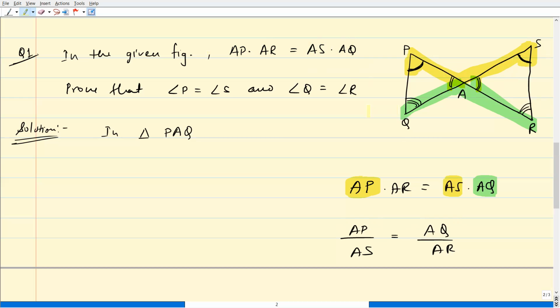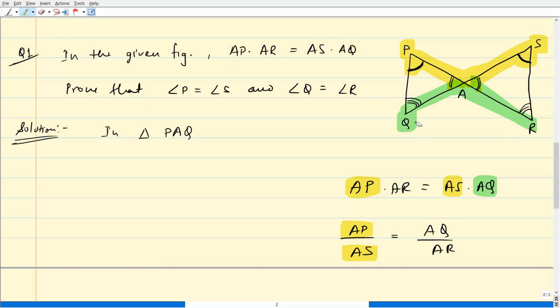Because we have taken the ratio AP by AS, right? So AP and AS are the corresponding sides. So P corresponds to S. That is why angle P will be equal to angle S. That is a point you have to understand very clearly. Tell me, all of you understand that point? Yes, sir. Yes, sir, I did not.